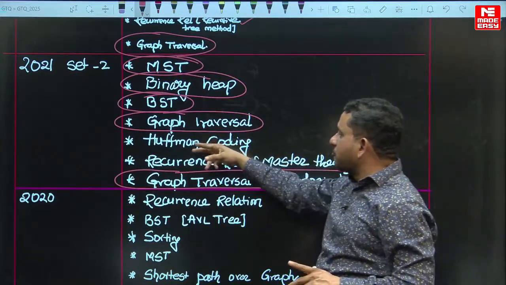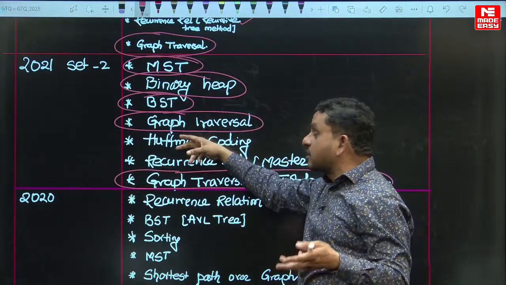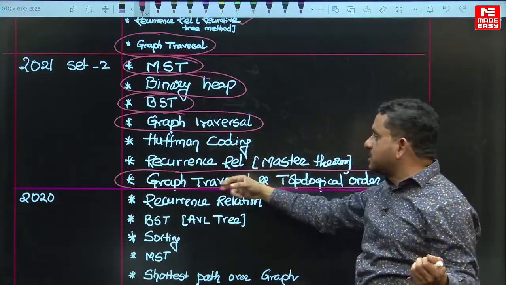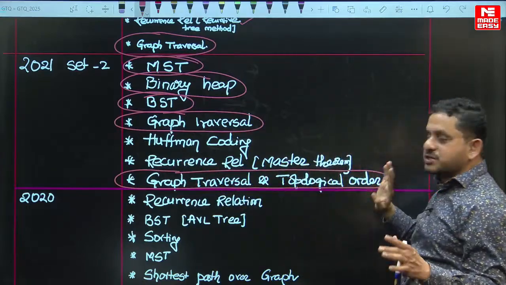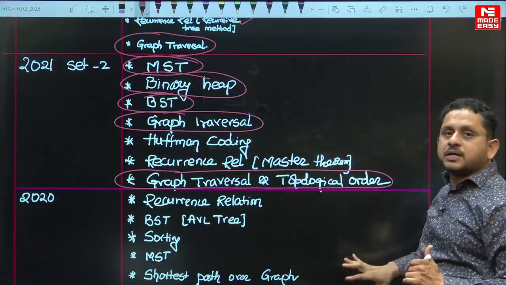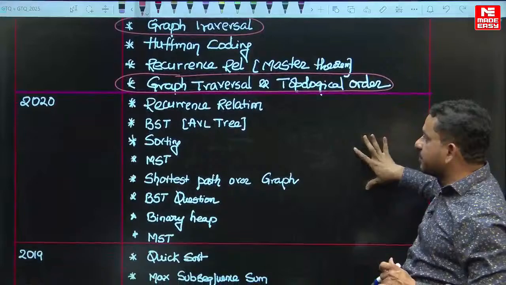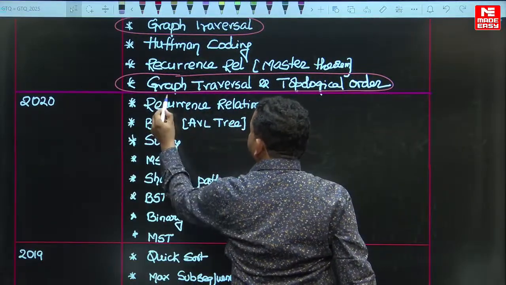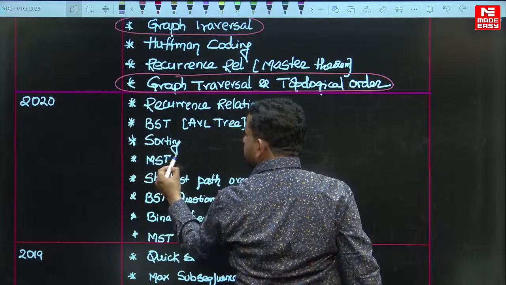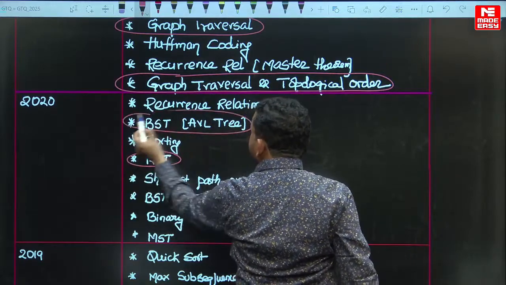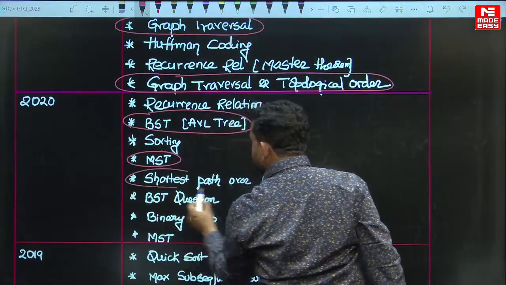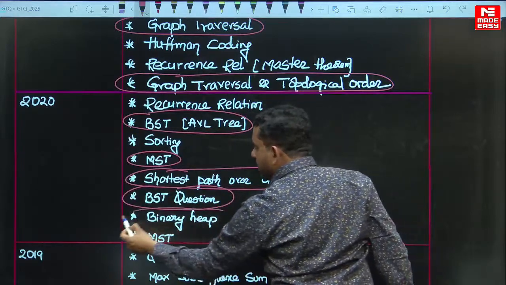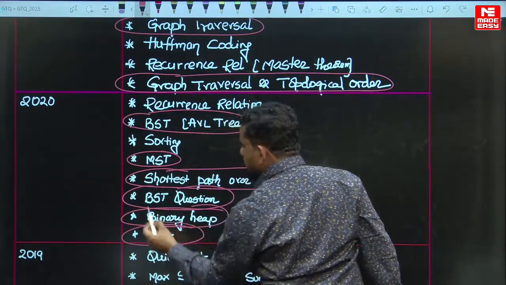Huffman coding is also divide and conquer, it also comes under the second half. It is also two-way optimal merging. Reconciliation 1 question. See, more questions are from the graph based questions. Even in 2020, if you observe, one reconciliation sorting question, MST question, and it's also tree form of question, shortest path question, again one more question related to the tree, and binary heap and MST question.